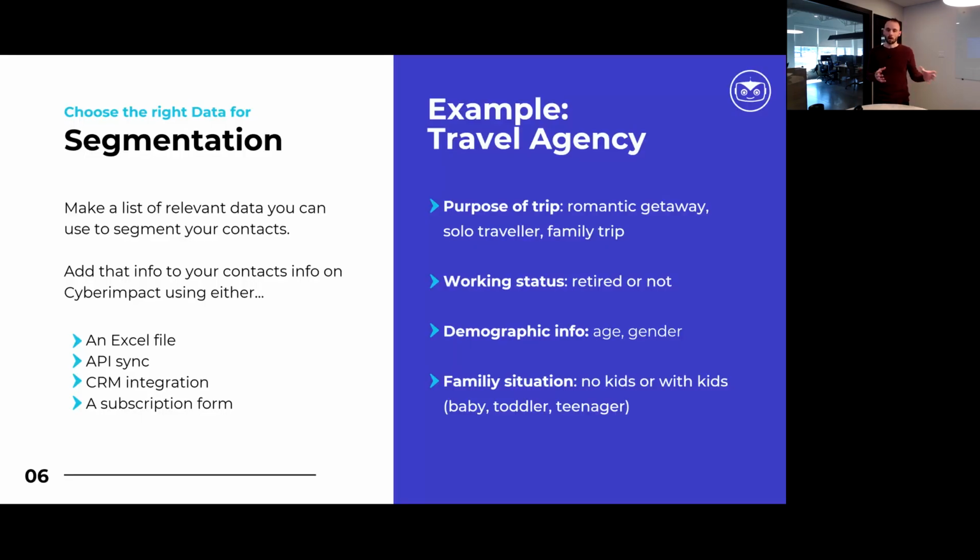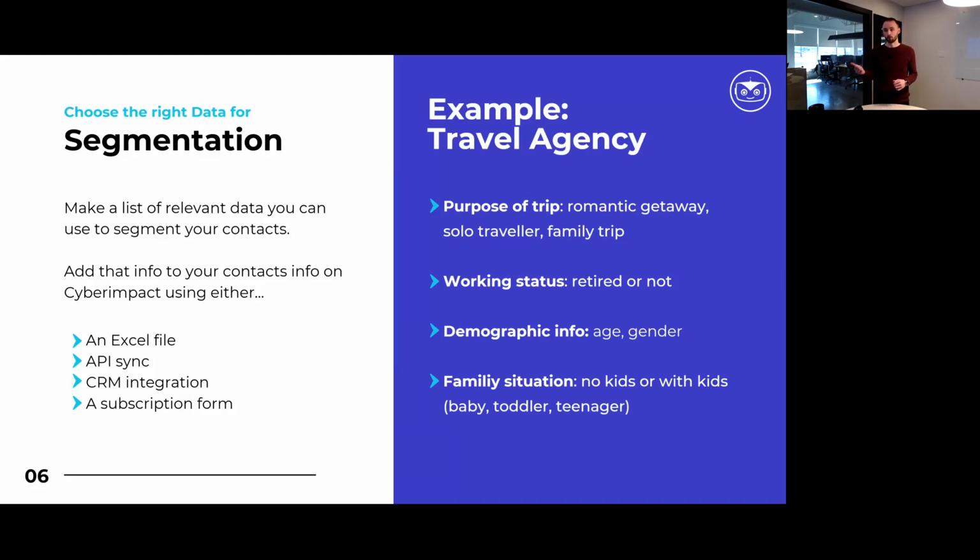Okay, so after that, once you have the contact in your list, it's just a matter of having more data to be able to segment. So you just start with the basics, but then after that, you can send them an automation to request different type of information. So let's say here on the right, we are a travel agency. We want to ask what is the purpose of the trip that you want to do. Is it a romantic getaway? Is it a solo traveler? A trip for work maybe, or just a family trip?